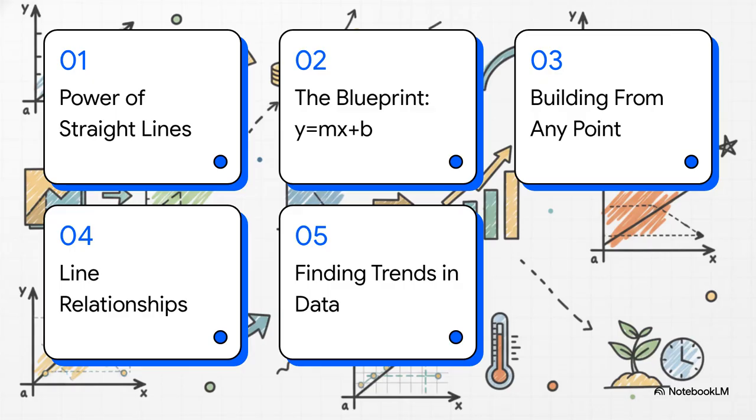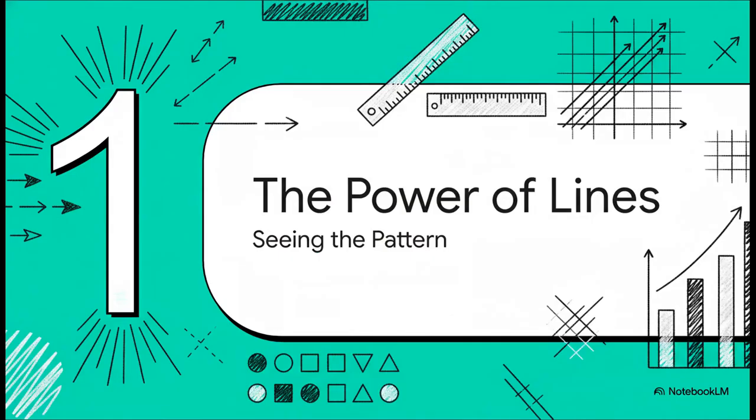First, we'll see why straight lines are so powerful in the first place. Then we'll dive into the classic blueprint, y equals mx plus b, and figure out how to use it. We'll even see what happens when lines interact with each other. And finally, we'll get our hands on a master tool for finding hidden patterns in messy real-world data. Let's do it.